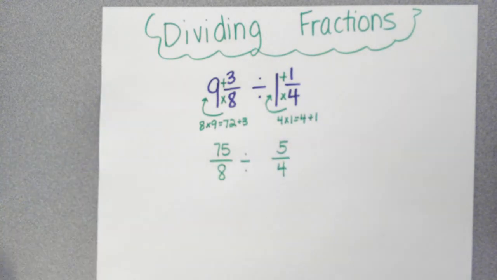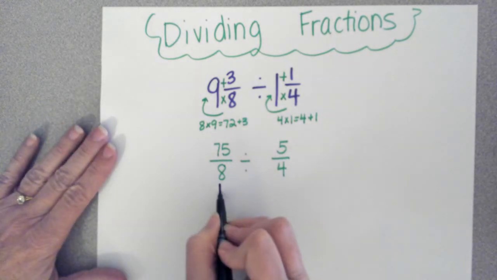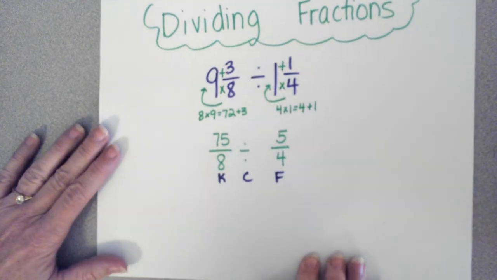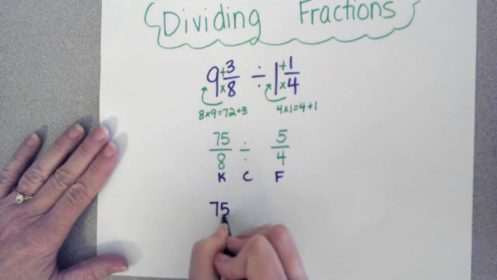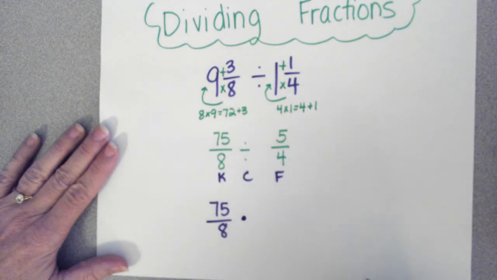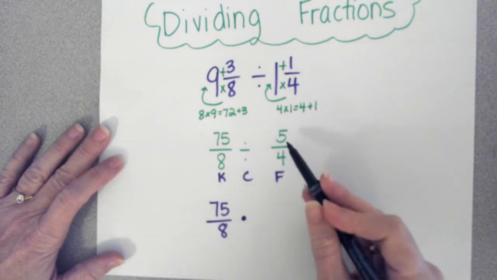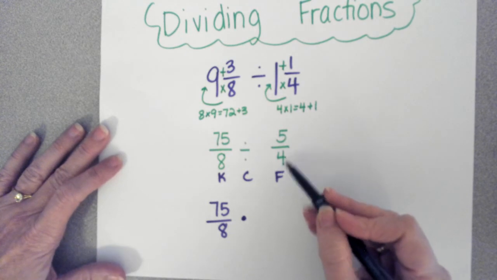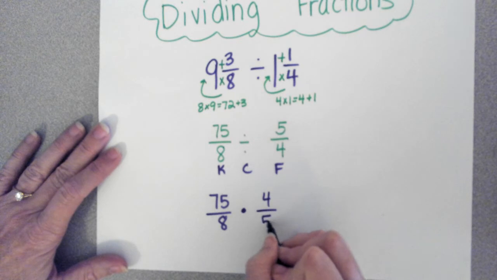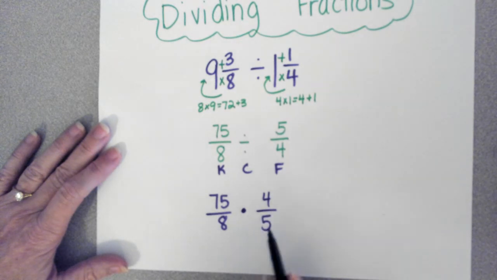Now, to multiply by the reciprocal, we're going to use the strategy KCF. We're going to keep the first fraction, which is 75 eighths. We're going to change it to multiplication, and then we're going to flip the second fraction. We're going to find its reciprocal, which is 4/5. So now we can multiply 75 eighths times 4/5.